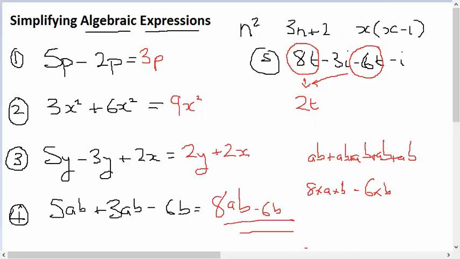Then what have I got left over? Well, let's change the color. So I've got a minus 3i, again circling the sign, and another minus i. So this is like minus 3i take away i, a bit like minus 3 take away 1. And if you do that, minus 3i take away i, you'll realize you actually have minus 4i. And that's as far as we can go. That's as fully simplified as we can get.